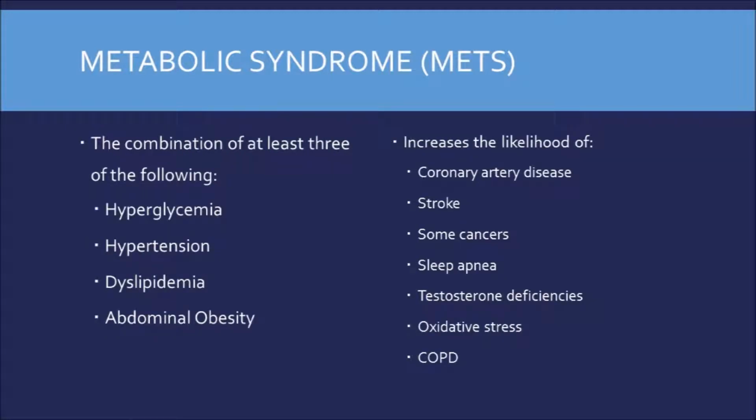Metabolic syndrome affects about 100 million American adults. It is defined as the combination of at least three conditions: hyperglycemia, hypertension, dyslipidemia, and/or abdominal obesity. A diagnosis of metabolic syndrome increases an individual's likelihood of coronary artery disease, stroke, sleep apnea, some cancers, testosterone deficiency, oxidative stress, and chronic obstructive pulmonary disease.